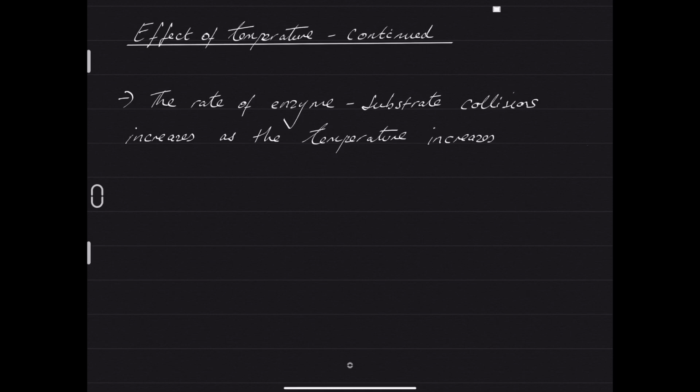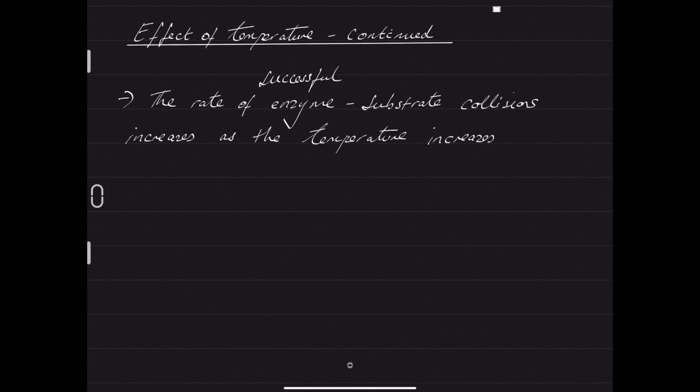Now, I want to add one word here that I've just missed out. We've said that the rate of enzyme substrate collisions increases as the temperature increases, so we're just stating what we've observed. But could you write here that the rate of successful enzyme substrate collisions increases as the temperature increases, because what we're going to see later on is that collisions may be taking place but no forward reaction is actually happening, and we'll see why in a moment. So as we increase the temperature, the rate of successful collisions also increases.